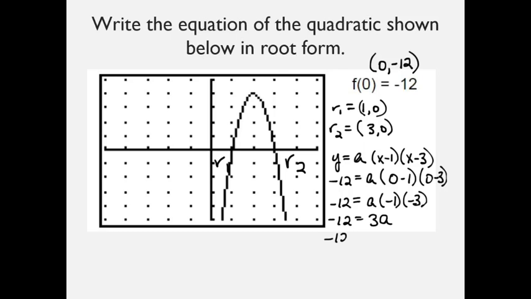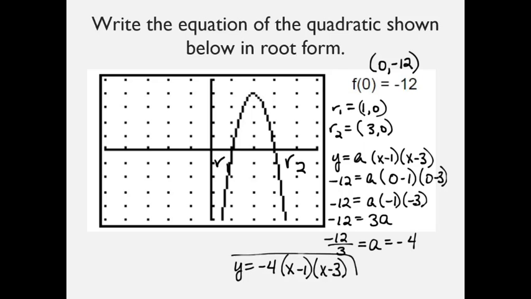So -12 divided by 3 is equal to a, which is equal to -4. Once we know a, y equals -4 (x - 1)(x - 3). Now if I write it (x - 3)(x - 1), that's fine. It doesn't matter what order you write those roots in, the factors in. Okay, so that is the equation of the quadratic in root form.